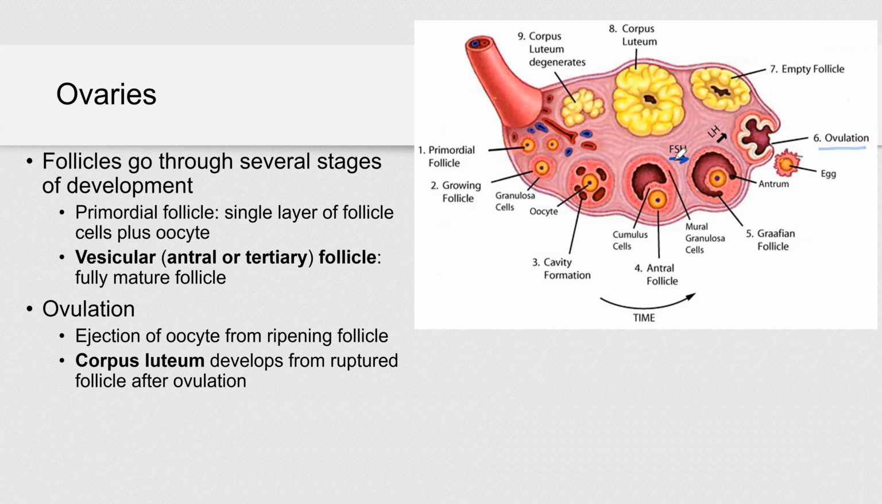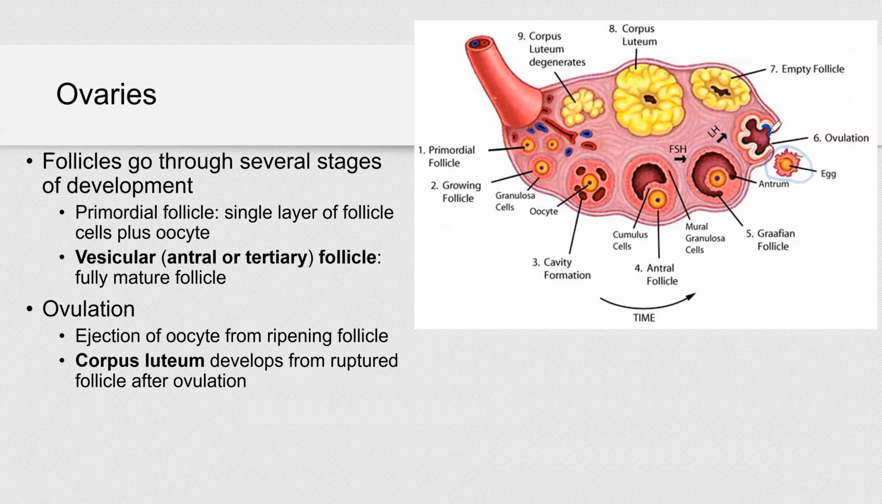Now you can see that everything is regulated by hormones. So this is follicle stimulating hormone, luteinizing hormone. They are produced by your pituitary gland that is located in your cranial cavity. So under the regulation of these hormones, we have ovulation of the egg.